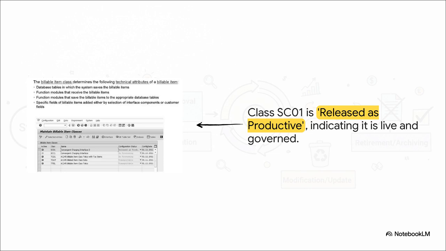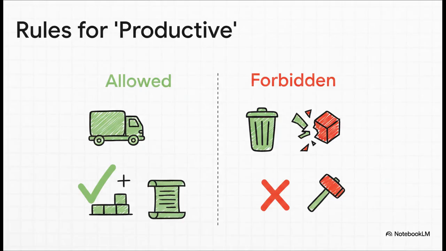It's handling real business data. And because of that, the rules of the game have completely changed. Now, it's all about protecting that data. So, the rules get way stricter now. You can still transport it, that's fine, but, and this is huge, destructive changes are now off limits. You can't just delete a field or remove a component anymore. Why? Because live data depends on it. From now on, you can only make compatible changes, things you add on top.